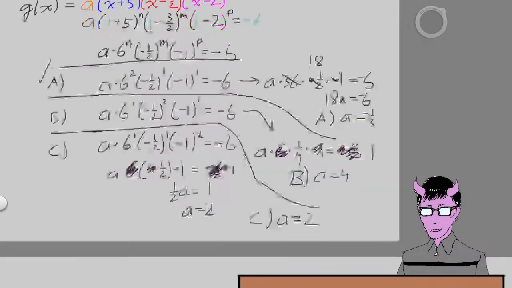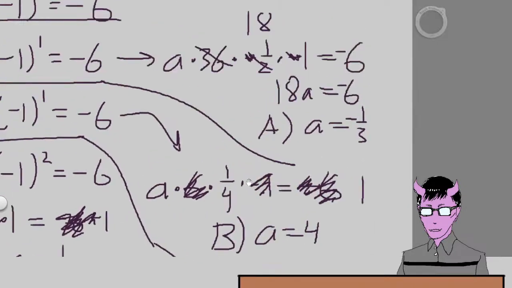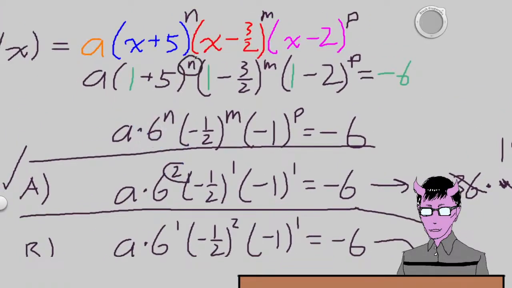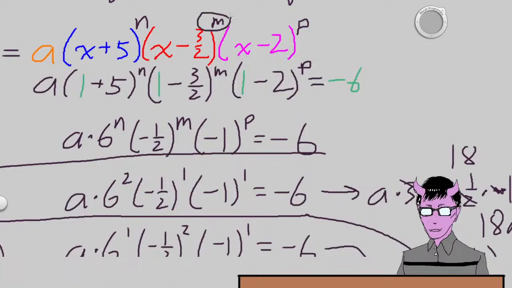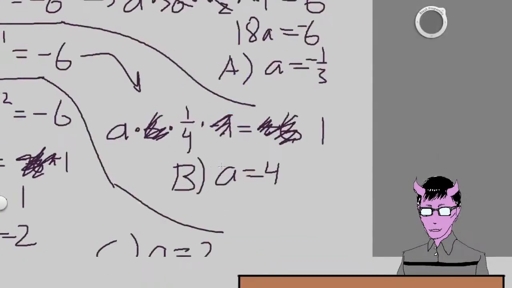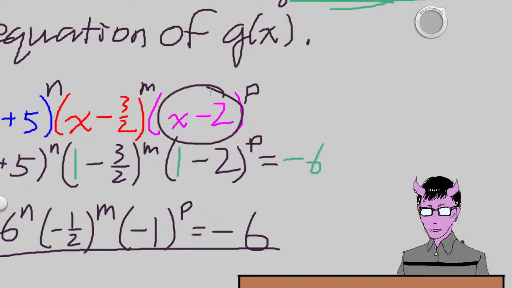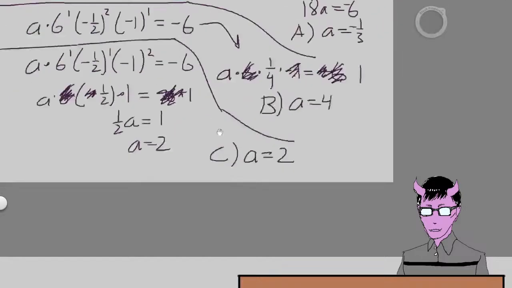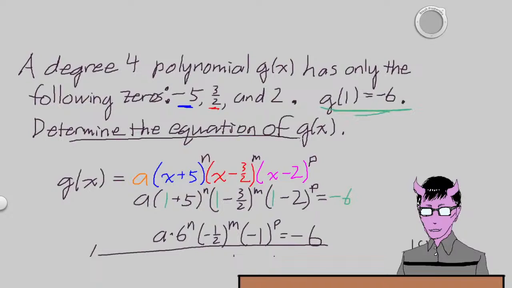Okay, and there we go. So depending on which scenario you want to go with, we can have a value of negative 1/3, but this situation A is when we assume the multiplicity of that one is going to be 2. But if we assume that the multiplicity of the middle factor, the red factor, is 2, then our a value has to be 4. And of course, if we assume that the multiplicity of the magenta is going to be 2, then we have scenario C where the a value is 2. So yeah, we have 3 distinct situations that could possibly be true. So when it says determine the equation of g of x, it should just be determine a valid equation.